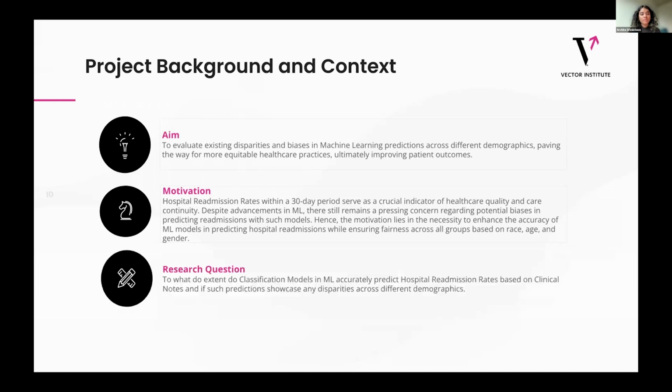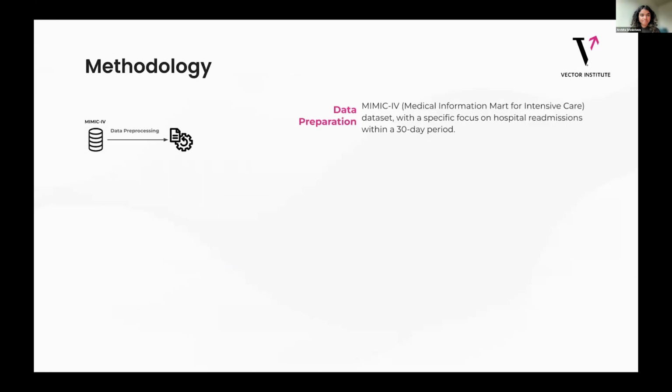So given the motivation and aim, we were able to frame the research question, which was, to what extent do classification models in machine learning accurately predict hospital readmission rates based on clinical notes? And if such predictions showcase any sort of disparities across different demographics. Now, for the purpose of this project, we focus on racial demographics.